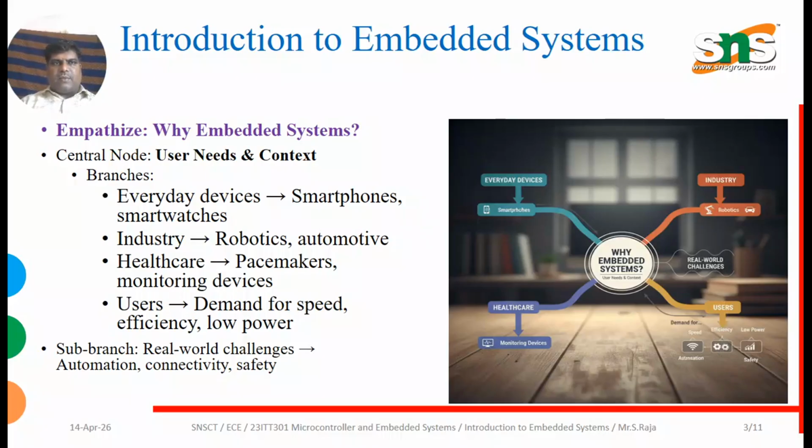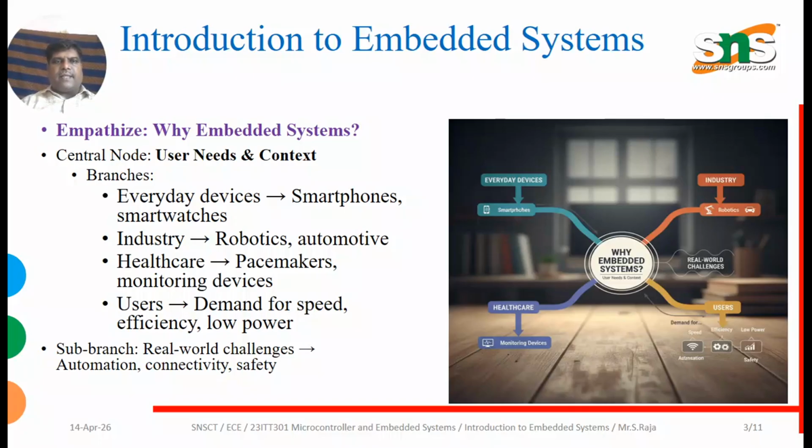As students, to know how embedded systems apply in the design thinking approach, first we start with why embedded system. Every day we are using smartphones, smartwatches, Bluetooth speakers, and Bluetooth headsets, which are attached with both hardware and software. So how are they working? As you see in the industry case study, robotics and automotive vehicles use both hardware and software integration, and in healthcare we use pacemakers and monitoring devices as embedded systems. All this creates a user demand for speed, efficiency, and low power consumption.